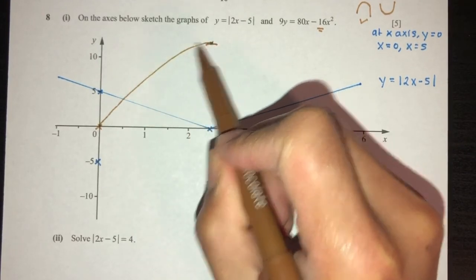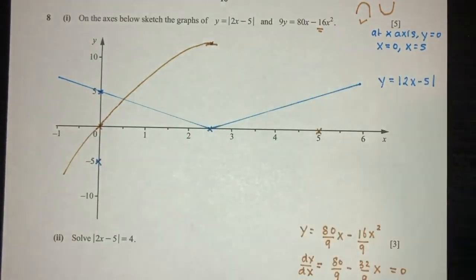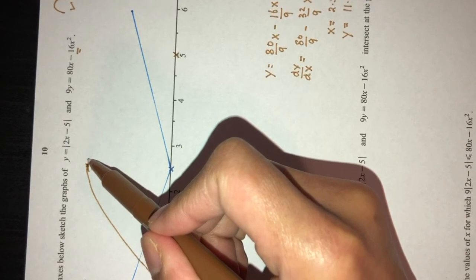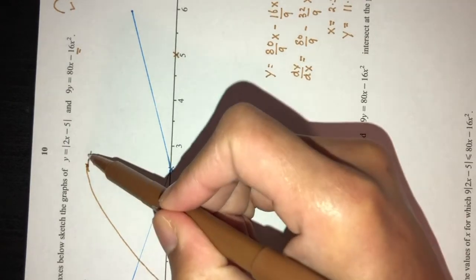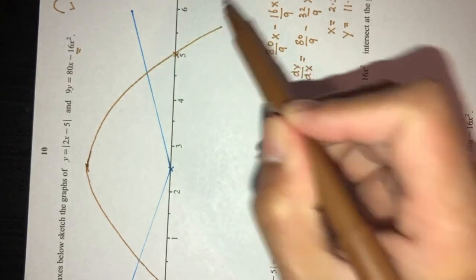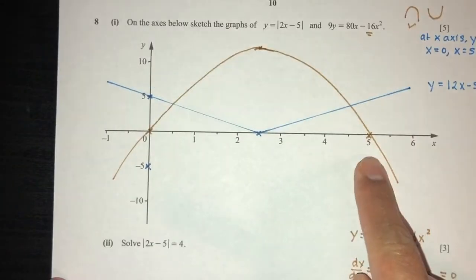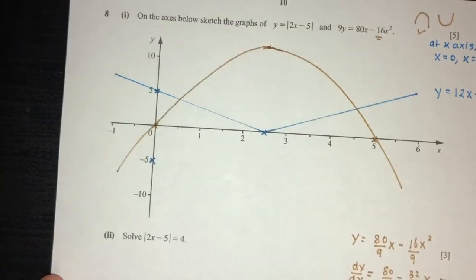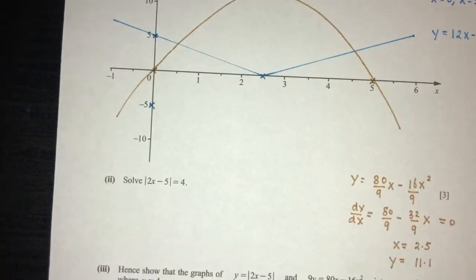So here you go, this is my curve. This part here I need to turn the page because I'm not good with the left side. Let me try to do this smoothly. It should be something like this. Okay, so make sure it goes through the points properly. It needs to go through this point, and this is the maximum point. That is for part 1.